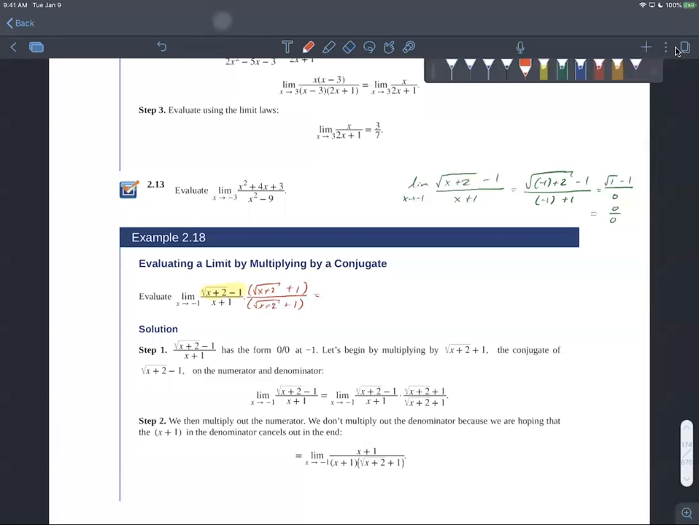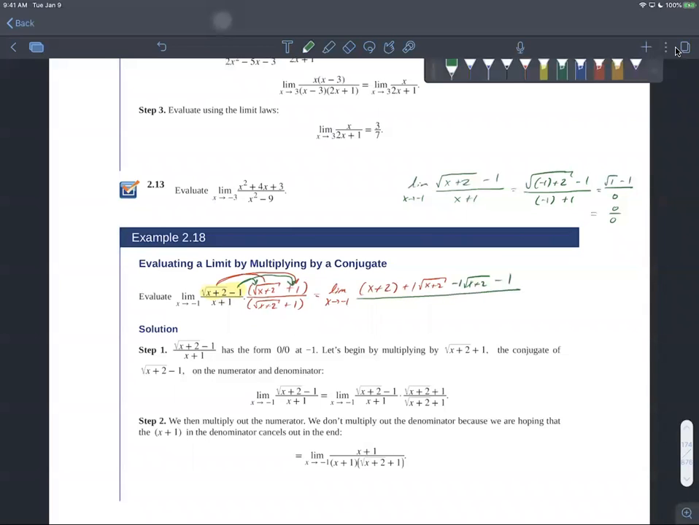Now, what does this do? This does simplify things a little bit because when we multiply these square roots, this is going to be equal to the limit as x approaches -1 of the square root of x plus 2 times the square root of x plus 2, which is x plus 2. Since we multiply by the conjugate, we're going to get +1 times the square root of x plus 2, and then -1 times the square root of x plus 2. Notice those are going to cancel. That's a nice property of multiplying by a conjugate. And finally, -1 times +1 gives us -1.